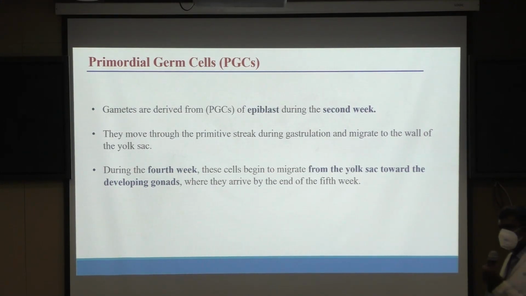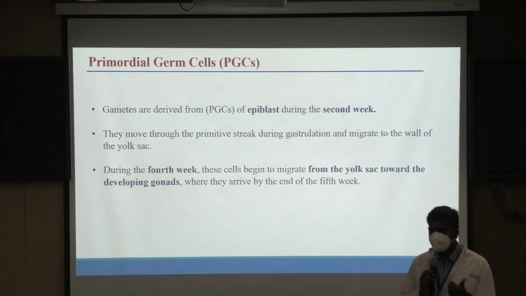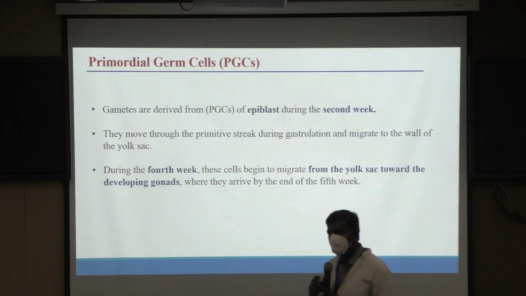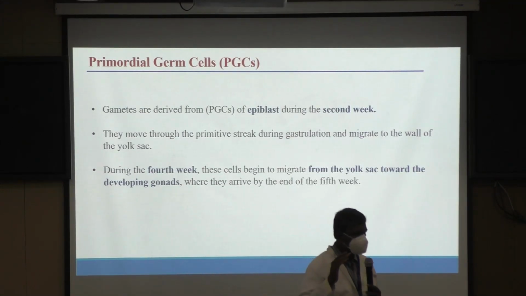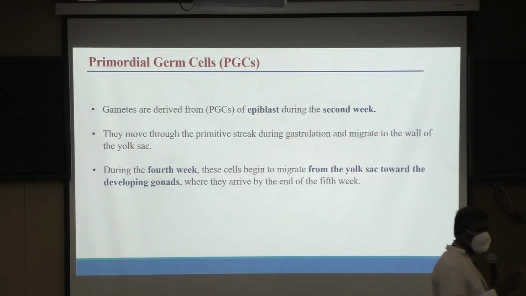In which week is there a differentiation of primordial germ cells? 2nd week, right? Now from the end of the 2nd week, it starts moving towards the yolk sac. So in the 3rd week it will be in the yolk sac. By the 4th week, it starts moving from the yolk sac to the developing gonad. The developing gonads are the ovary as well as the testis, right? They reach the respective gonads by the end of 5th week. The migration starts after the 2nd week.